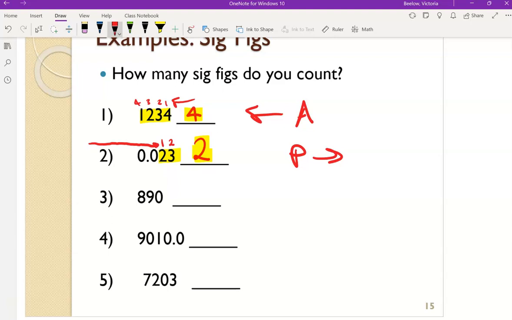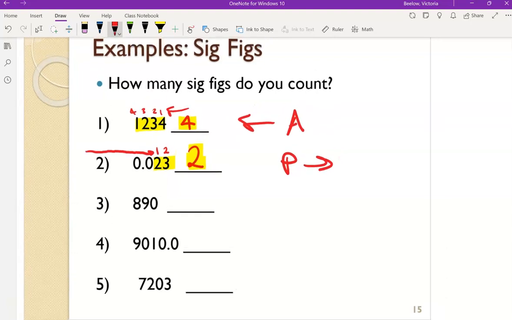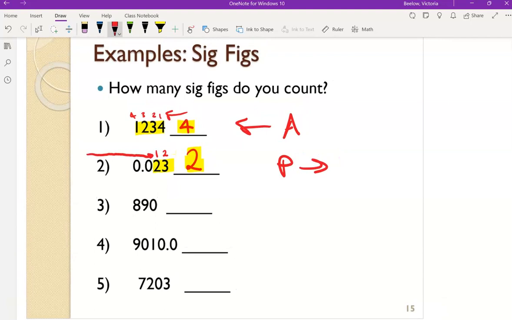So go ahead and pause this video and see if you can do these 3 problems on your own, and then unpause the video to check your work.